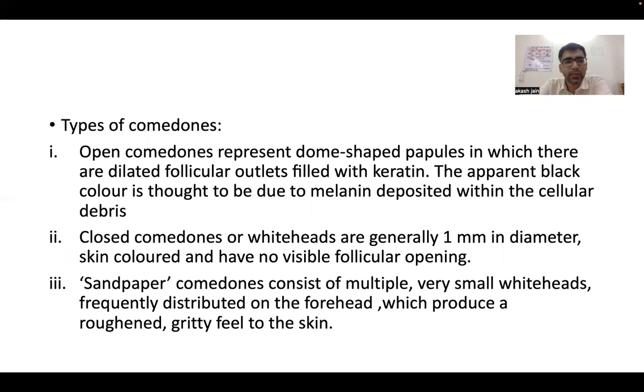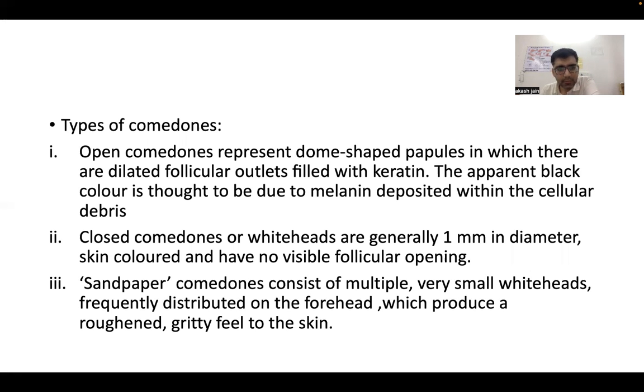What are the types of comedones? Open comedones represent dome-shaped papules in which there are dilated follicular outlets filled with keratin. The apparent black color is thought to be due to melanin deposited within the cellular debris. So open comedones are also known as blackheads. Next are closed comedones or whiteheads. They are generally 1 millimeter in diameter, skin color, and have no visible follicular opening.